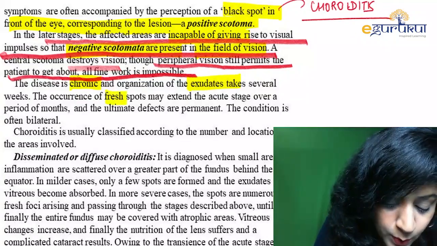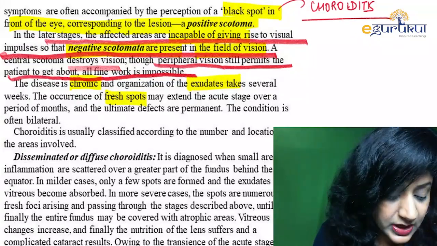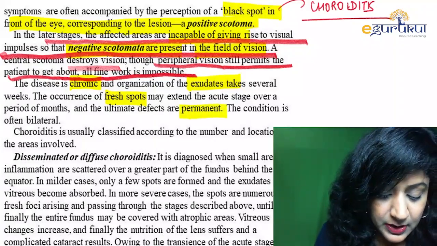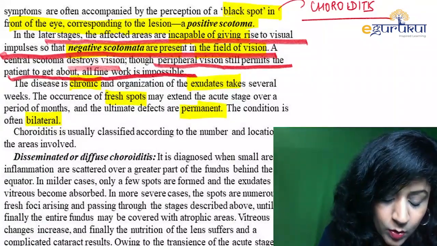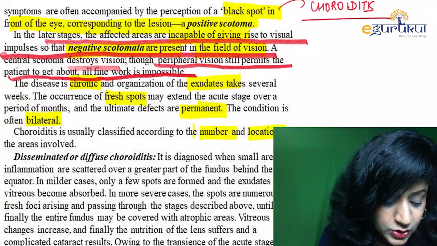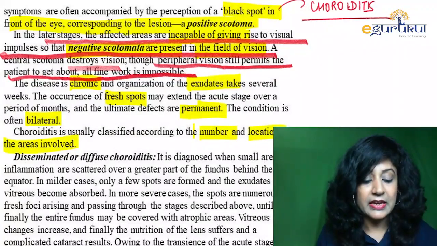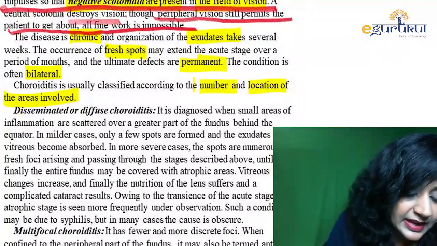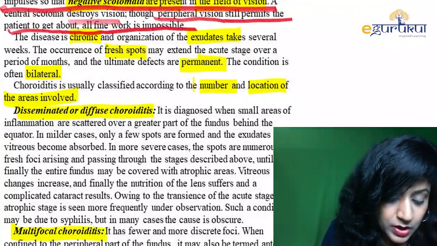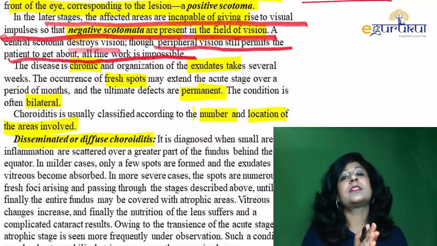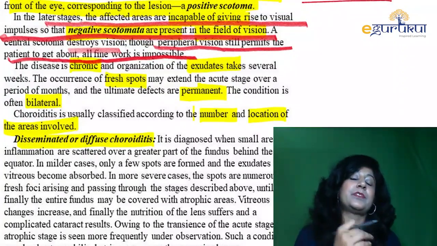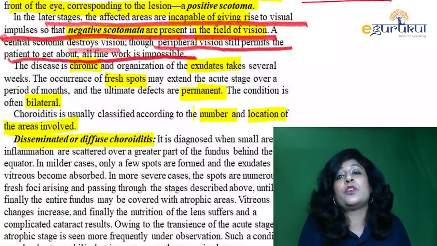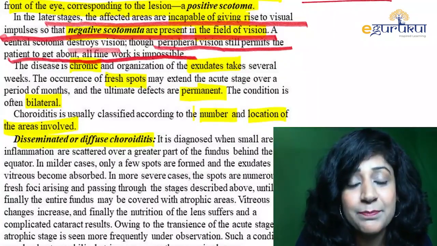The occurrence of fresh spots may extend the acute stage over a period of months, and ultimately defects become permanent. Usually it's bilateral. Choroiditis is classified according to the number and the location of the areas involved. So I can have diffuse choroiditis, I can have multifocal choroiditis. So what is this choroiditis? What are the different types of choroiditis? And some other beautiful concepts of the uveitis we will be taking next time.